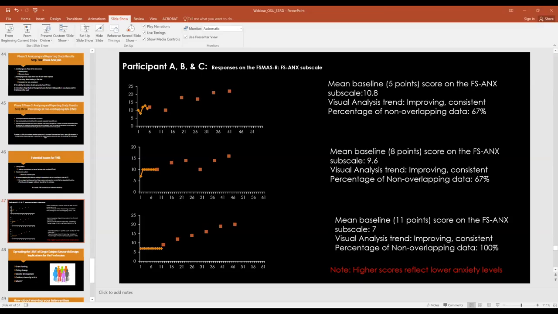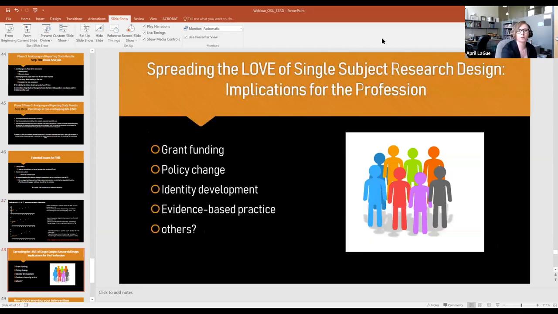I have a question here. So I'm looking at this visual data. On the x-axis, you are showing the level of anxiety. On the y-axis, you are showing the weeks, like first week, second week, third week, fourth week. Those are the days. Those are days. Okay, thank you.